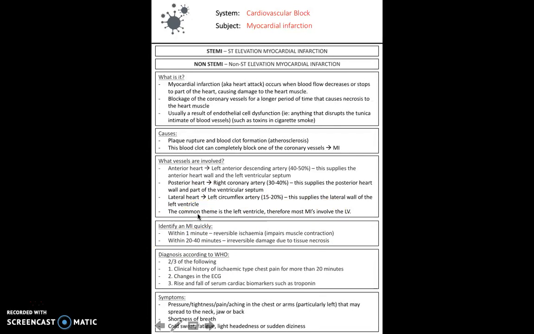It's really important to identify a heart attack really quickly. Within 1 minute it's reversible ischemia. It impairs the muscle contraction, but it's reversible. Within 20 to 40 minutes, this is starting to cause irreversible damage to the tissue. In other words, the tissue is necrosing, and there's no way back from this.